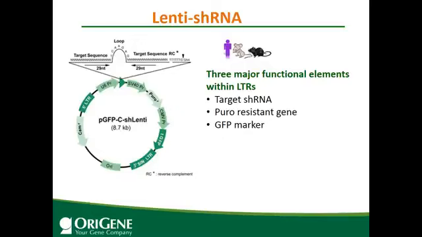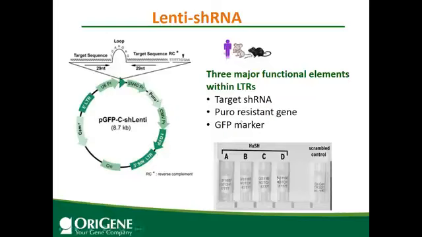So this is the lenti shRNA vector. This is a 5' LTR, this is a 3' LTR, and the sequence between the LTRs will be packaged into viral particles. You can see there are 3 major functional elements within the LTR. Of course, the shRNA is under the U6 promoter, and there's a puromycin resistance gene. There's also a GFP reporter. So therefore, in your transduced cells, you will express your target shRNA, and you can also use puromycin to select stable cells. Your transduced cells will be green.